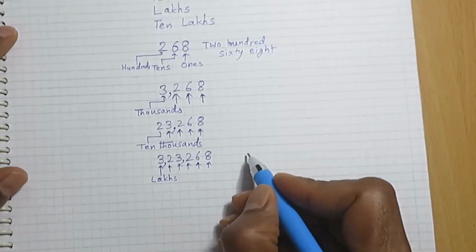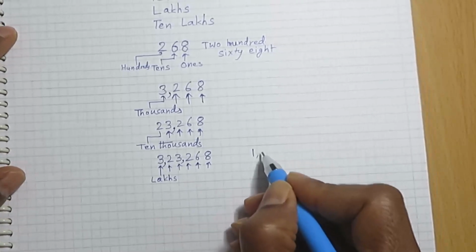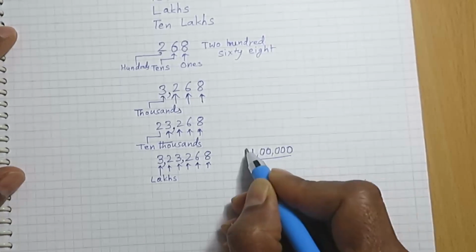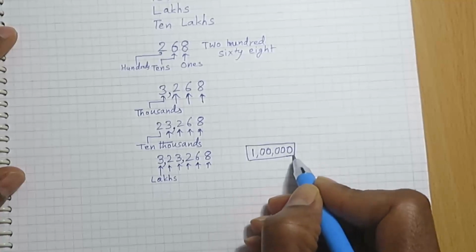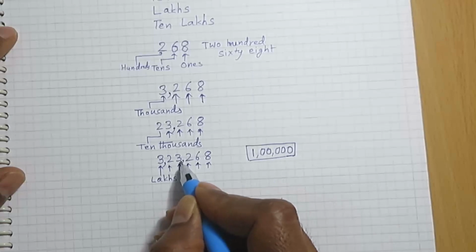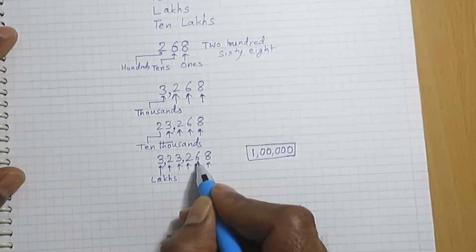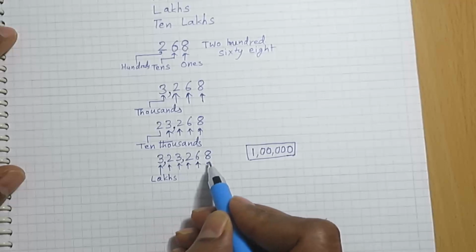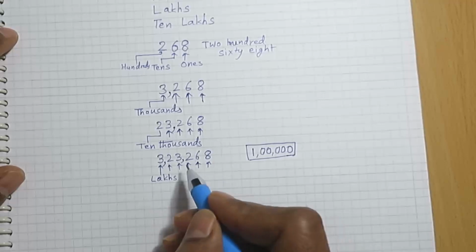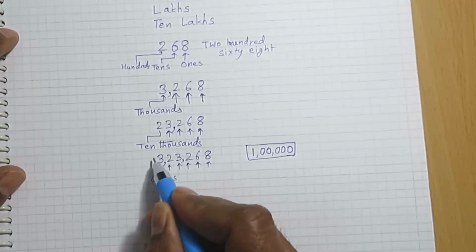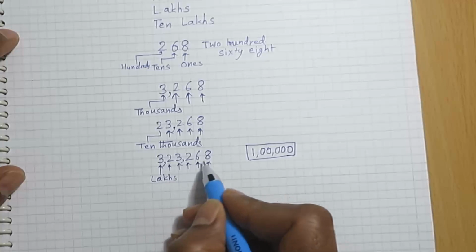Okay, 1 lakh we write like this, 1 and 5 zeros. So this is 1 lakh. So in this number we have got 3 of these plus 23,268. So 3,23,268. Have you imagined such a large number? Yes, sometimes in your bank account you will have this much money. Okay, this much in Indian rupees.